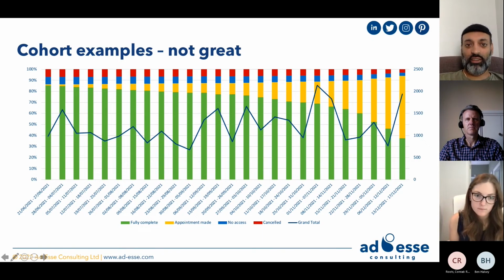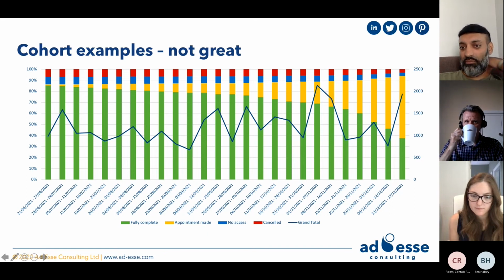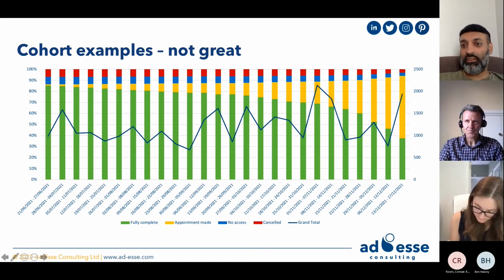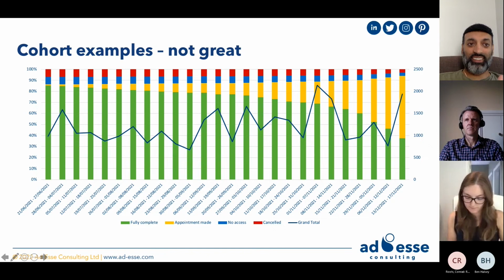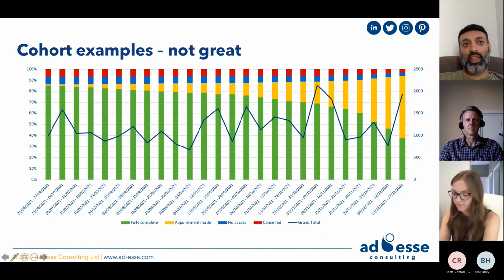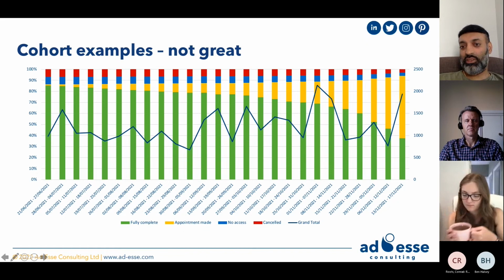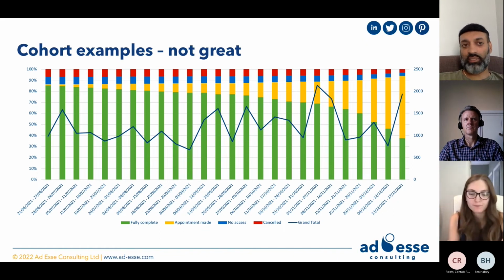So what we see here is that the jobs raised were relatively stable, though at the beginning of November we had a massive increase, and unsurprisingly it comes back down as we go towards Christmas, although it looks like it's gone back up the week before Christmas. Okay, so this is an example of an organization that isn't doing particularly well. They're not getting through the jobs, they're not completing them, there's lots outstanding. Even after 20 weeks, there are still some where appointments are made, and there's a greater number being cancelled compared to the previous example, sort of 8%-ish.